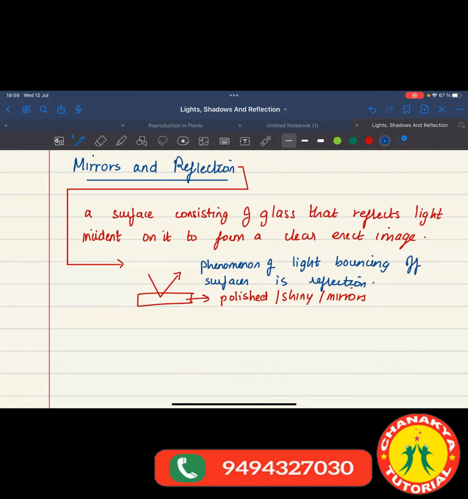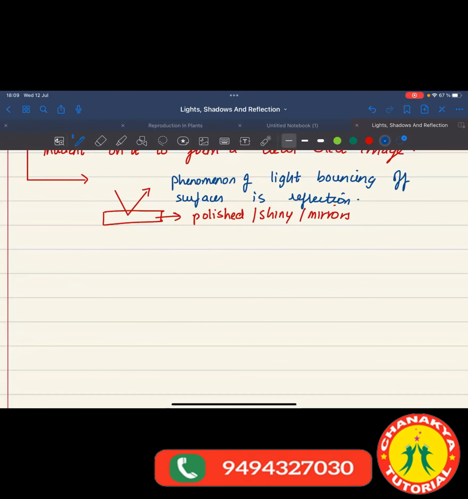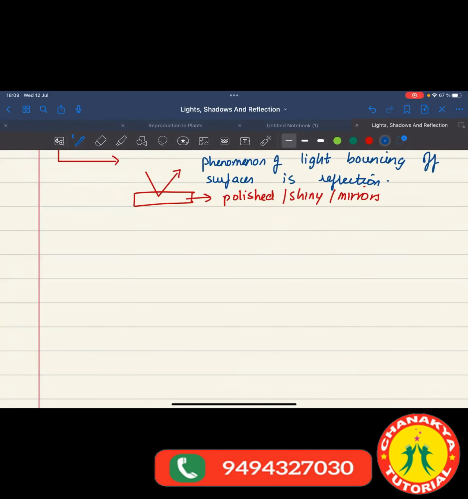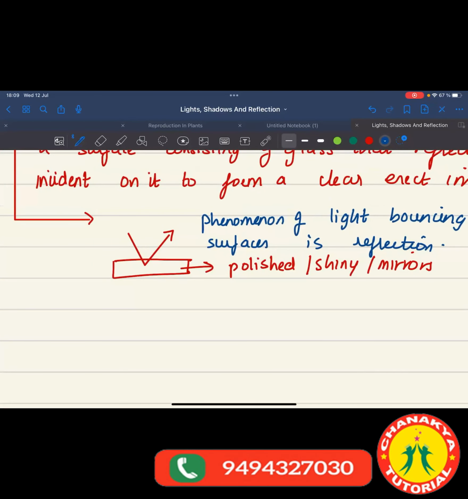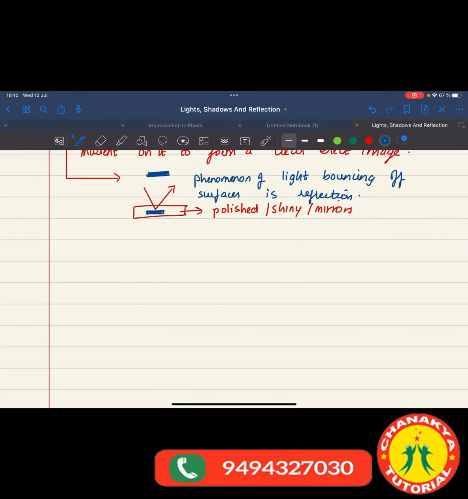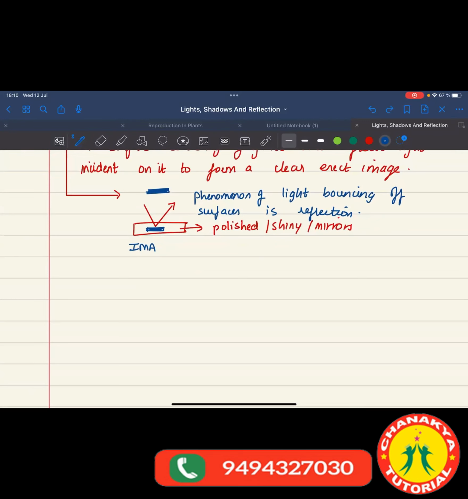So there are two types of images. The image is being formed over here. You can see that reflection occurs. There is an object over here and the image is being formed on the polished surface. So this image is of two types. How many of you know what the types are? There are two types of images.